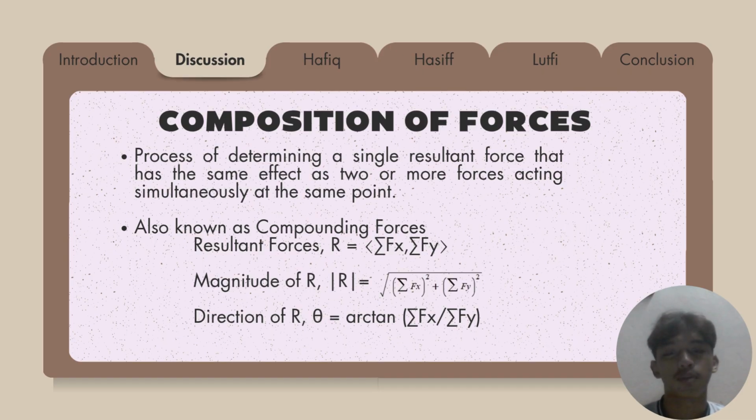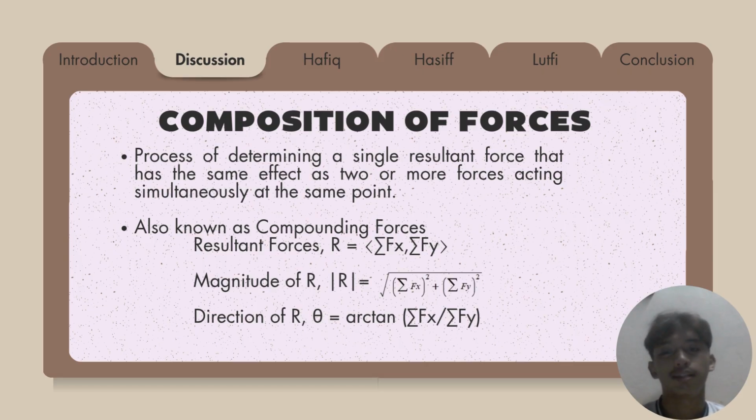Also known as compounding forces, there are three things that we can get from composition of forces: the first one, resultant force, the second one, magnitude of resultant, and the third one, direction of resultant force. We can get the coordinate, the vector, by finding the component of x and component of y.